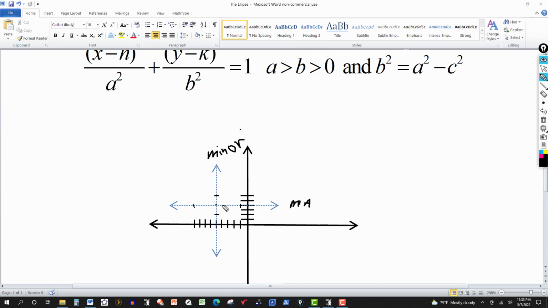And then the main vertices, A was 4, so we add 4 to the -5. We get -1 and 4 at this point. Then subtracting 4 will give us this point over here, -9 and 4. And then the foci are going to be somewhere in between here, in between the vertices. One will be there, one will be over here. As far as the graph goes, that's enough information to get your graph.